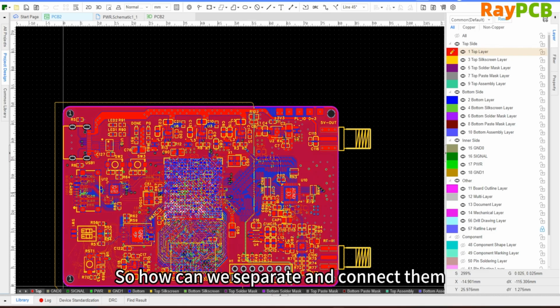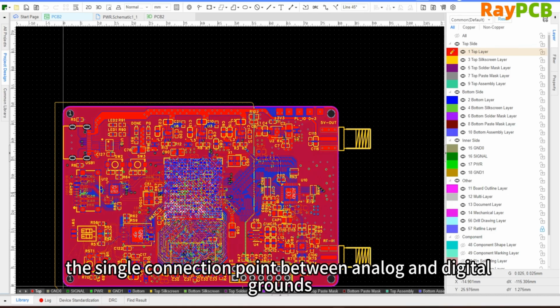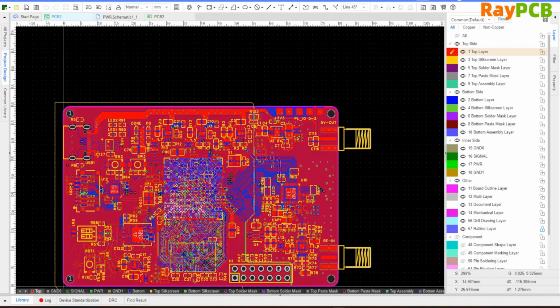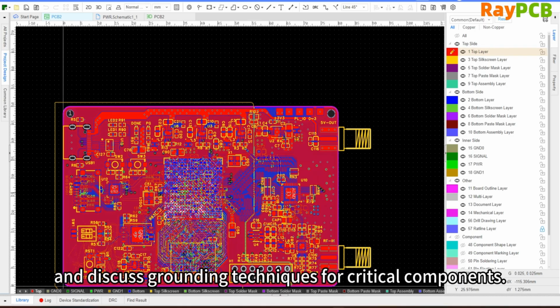So how can we separate them and then connect them in a way that suppresses noise while ensuring the system works properly? Today, we'll explain the only connection point between analog ground and digital ground and discuss grounding techniques for key components.